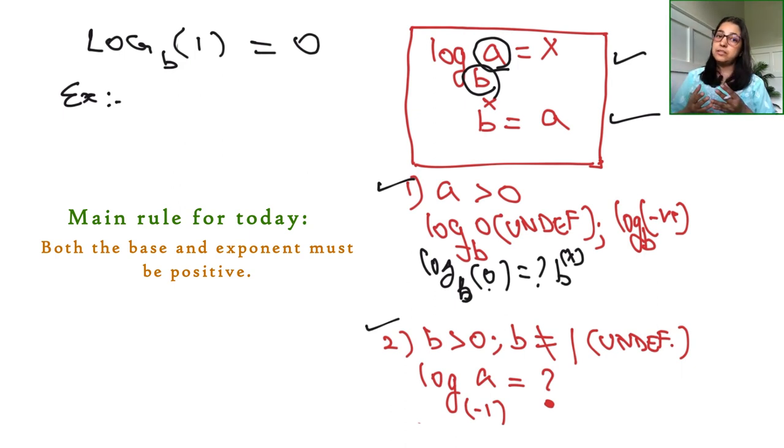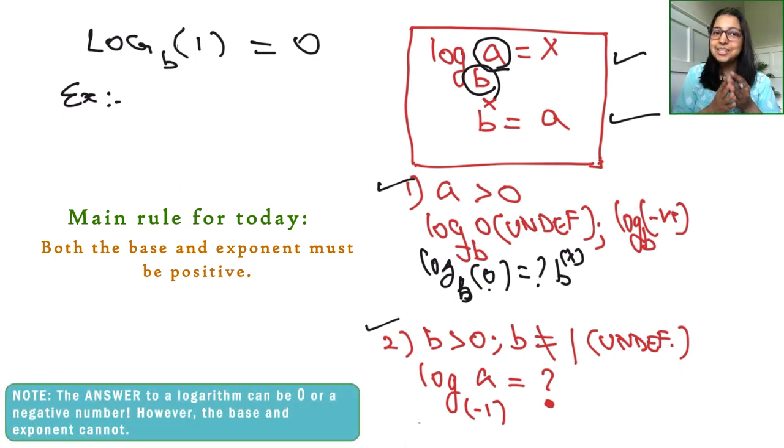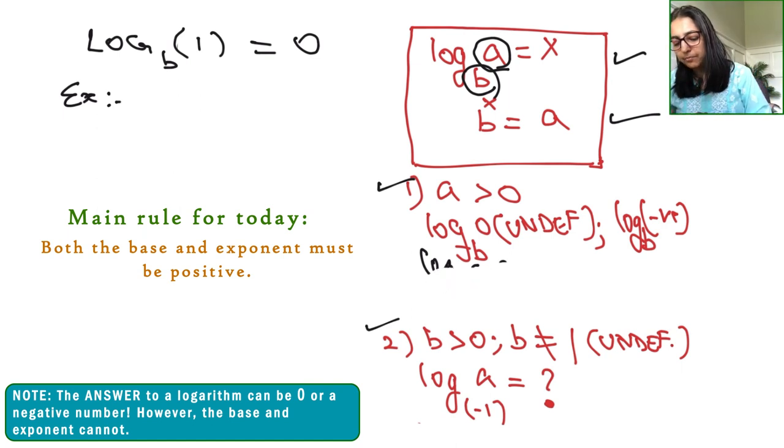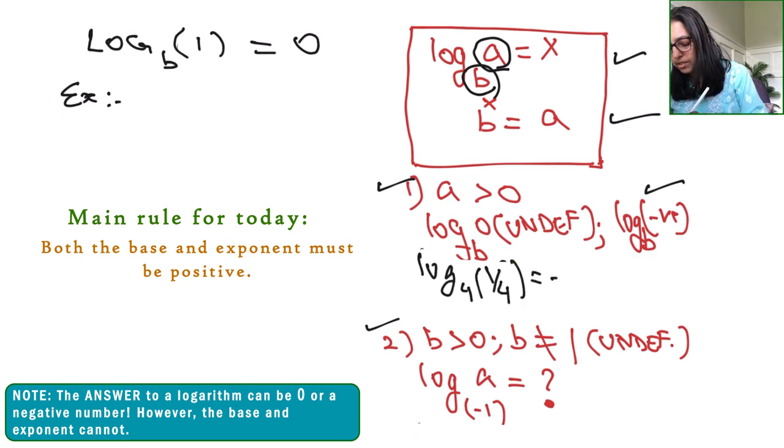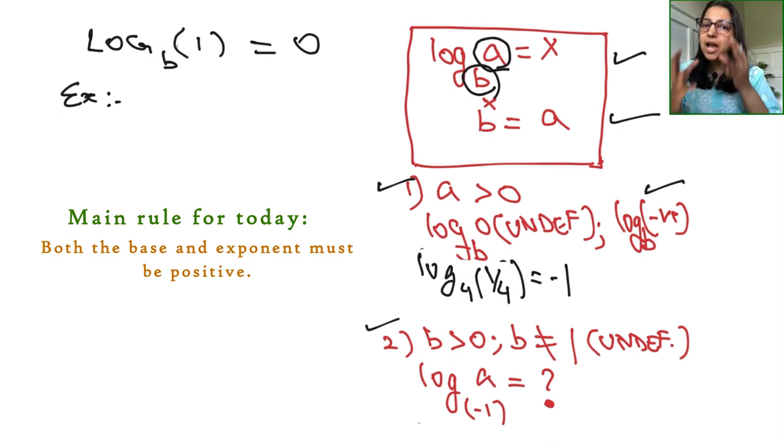Now, please do not get confused. The answer to a logarithm can be 0 or a negative number. For example, log to the base 4 of 1 over 4 is going to give us an answer of negative 1. The answer can be negative, but when we try to figure out the logarithm of a number, that number a has to be a positive number. That might take a little bit of getting comfortable with. It is a little bit of a challenge, okay?